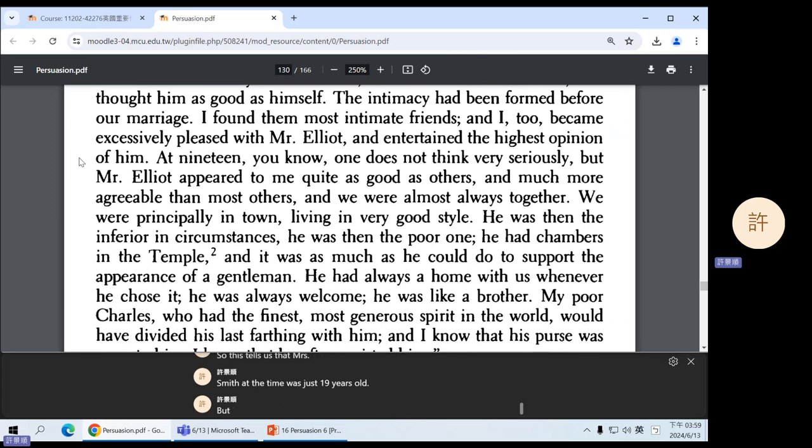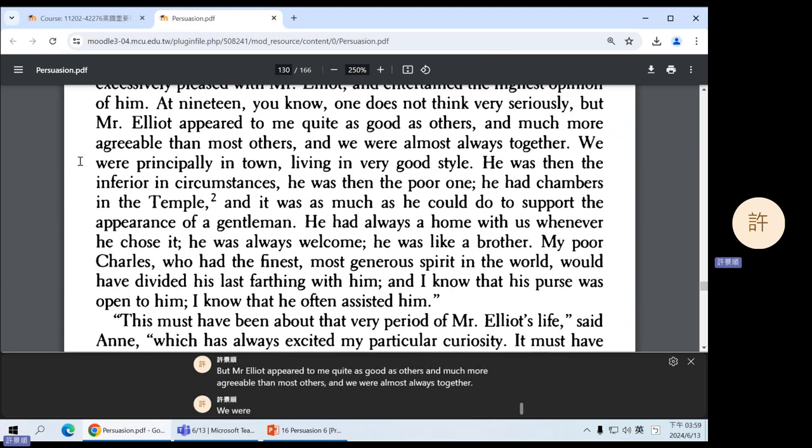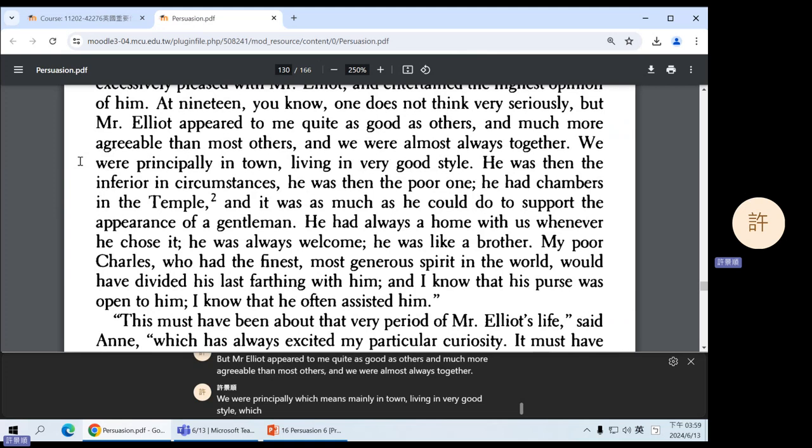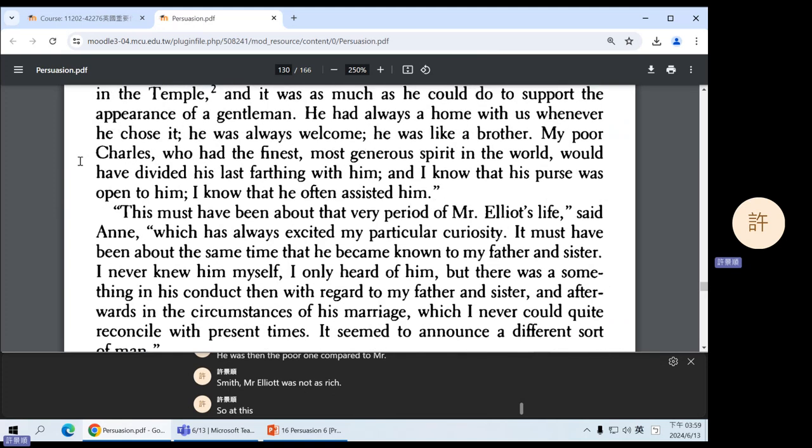But Mr. Elliot appeared to me quite as good as others and much more agreeable than most others, and we were almost always together. We were principally, which means mainly, in town, living in very good style, which means like living a high-quality lifestyle. He was then the inferior in circumstances. He was then the poor one. Compared to Mr. Smith, Mr. Elliot was not as rich. So at this point, it looks like he's a good man.